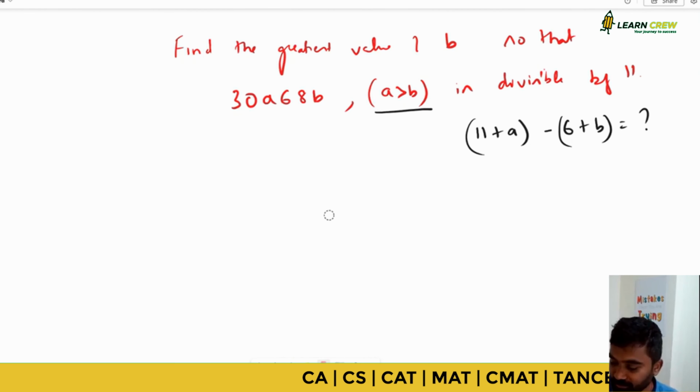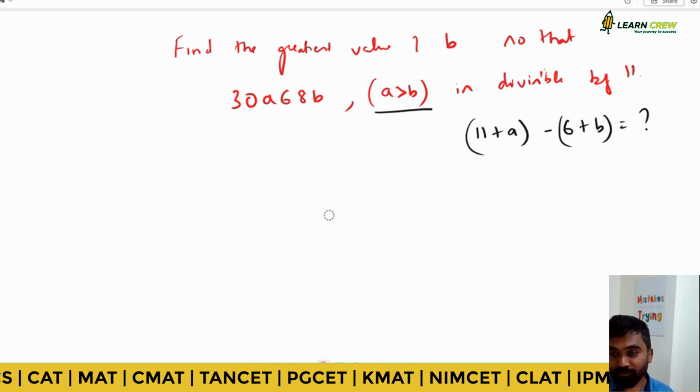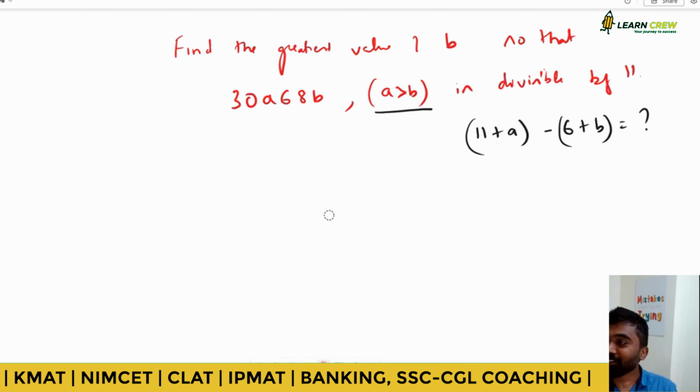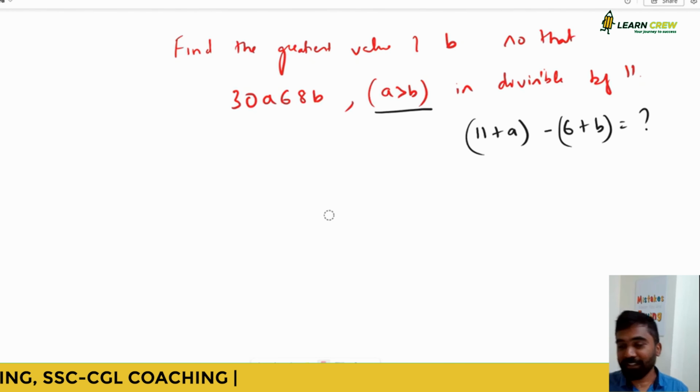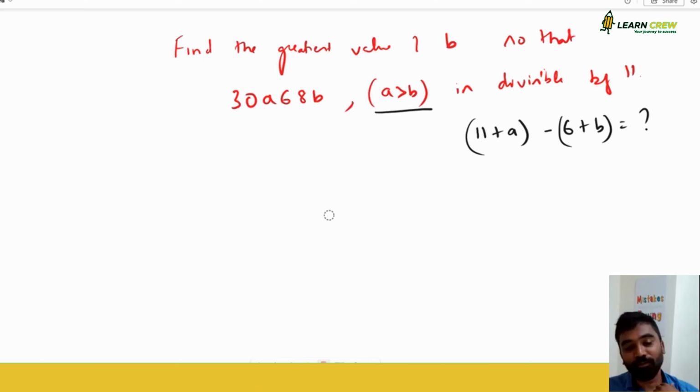What is the value of A? 6, 7. Others? Not understand only. What's the divisibility rule for 11? Difference of alternate numbers should be 0. Okay. The divisibility rule for 11 is that the difference of alternate numbers should be 0.